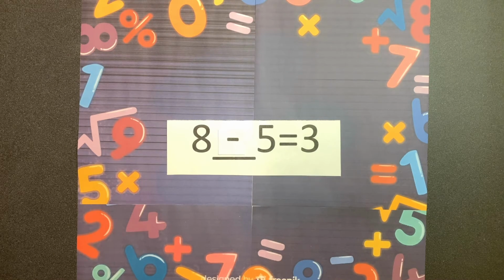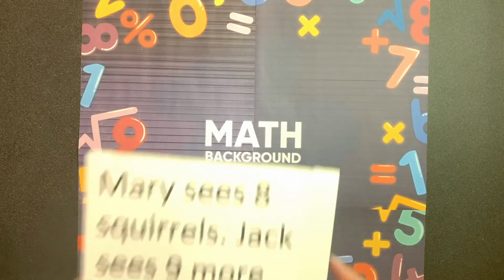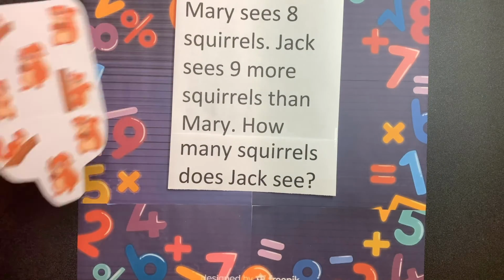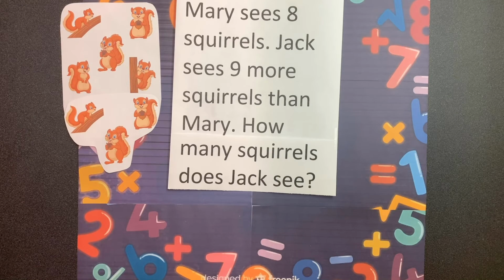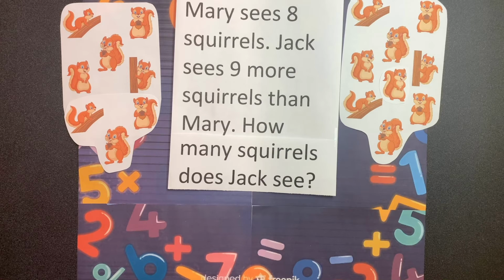Great job, friends! Now for our last part, friends, I want us to make an equation like we did in the very beginning of this video. But we are making an equation from a word problem. Here is our word problem. Mary sees 8 squirrels. Jack sees 9 more squirrels. How many squirrels does Jack see?